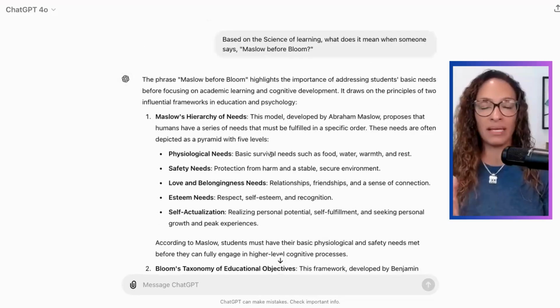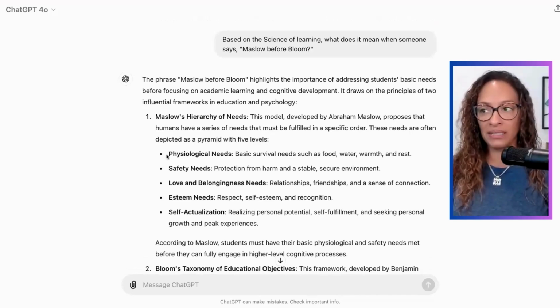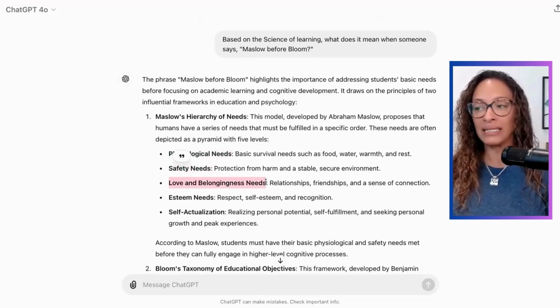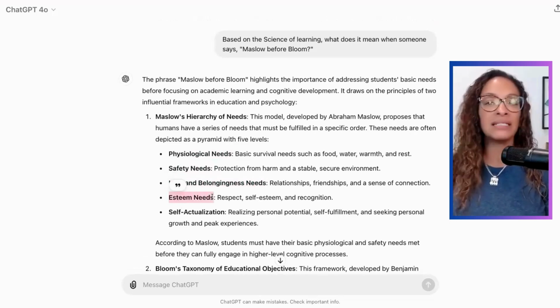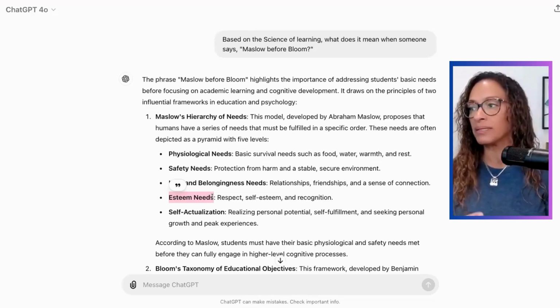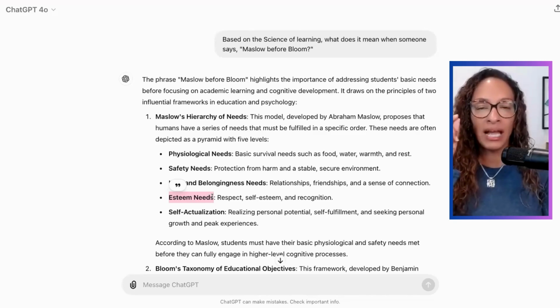This is what it gave me. It gave me the hierarchy of needs for students, like their basic physical needs, the safety needs, love and belongingness needs, self-esteem needs, I would say self-worth in this situation as well, and self-actualization. We want to get students to a place where they realize their personal potential, self-fulfillment, and seeking personal growth and peak experiences. In other words, they are self-learners.